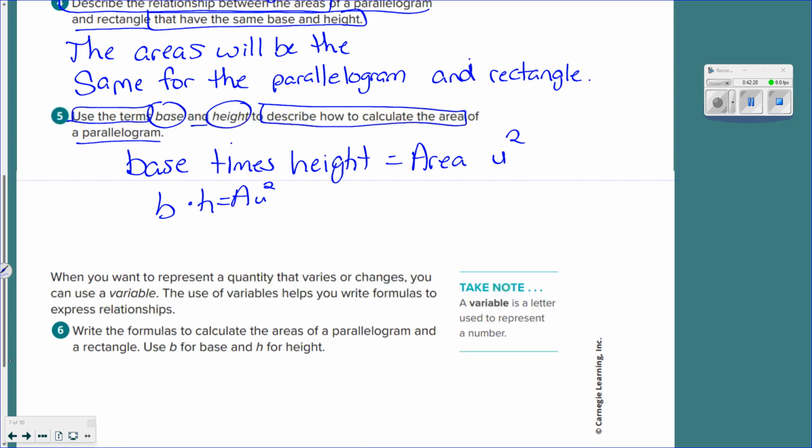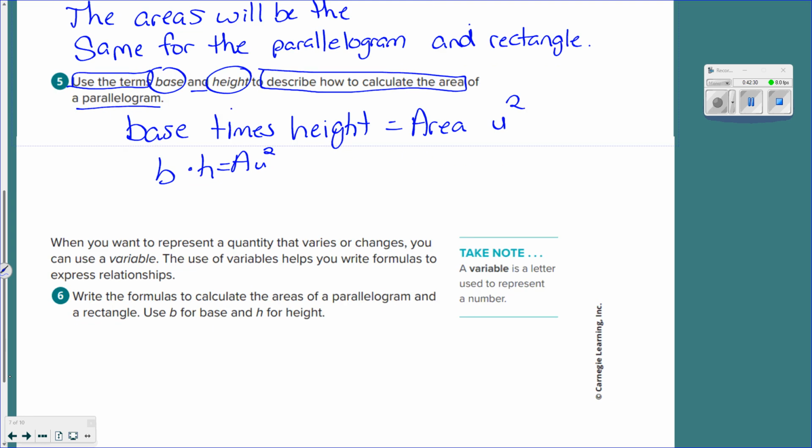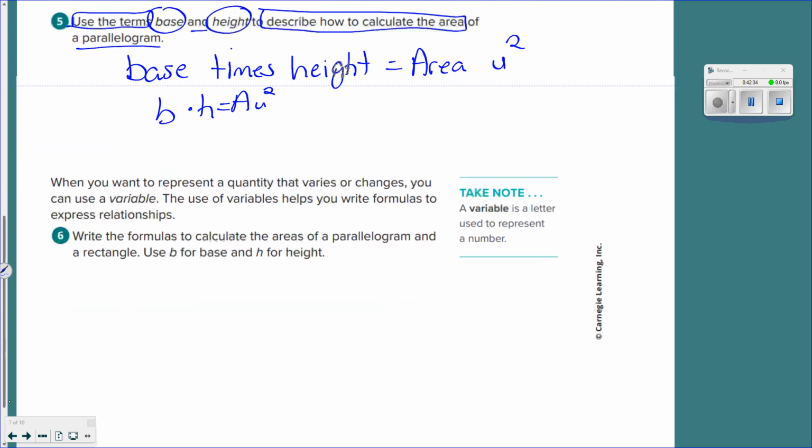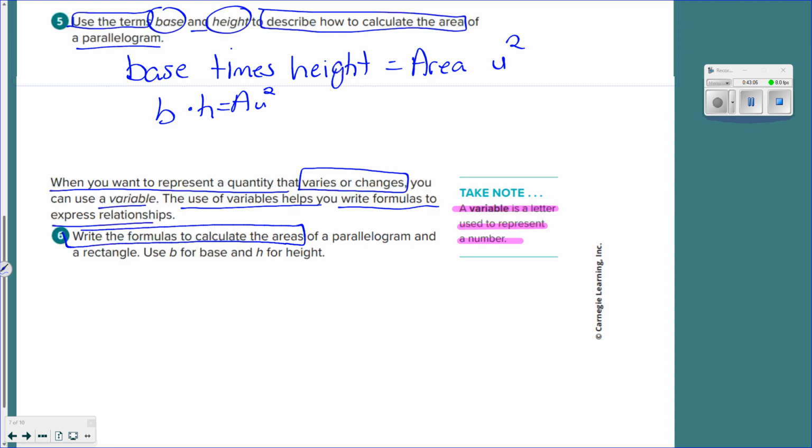All right, when you want to represent a quantity that varies or changes, you can use a variable. So I want you to get this vocabulary definition. A variable is a letter used to represent a number. So now we are throwing some alphabet into our math. The use of variables helps you write formulas and express relationships. To write the formula to calculate the area of a parallelogram and a rectangle, we already did that. We used B for our base and H for our height.